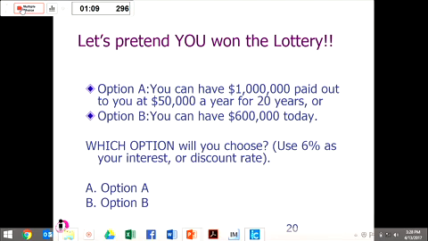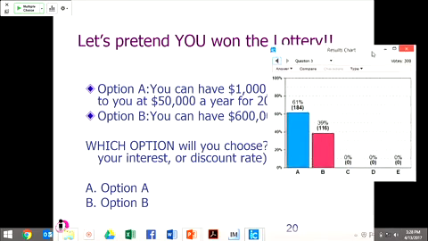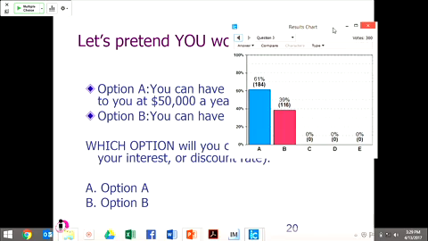Everybody, all right, A or B? You're good? All right, so option A looked best to our group here, not by a ton, but by enough.